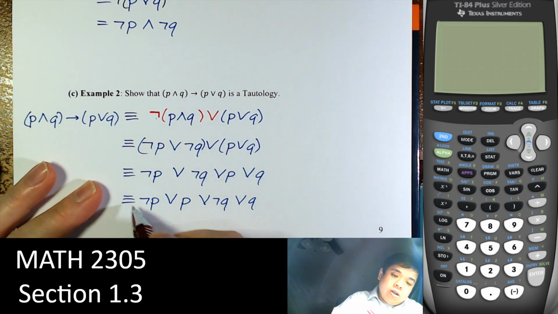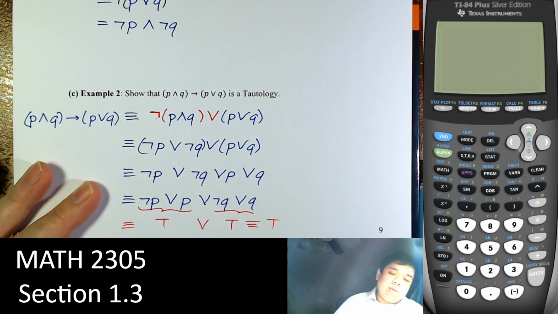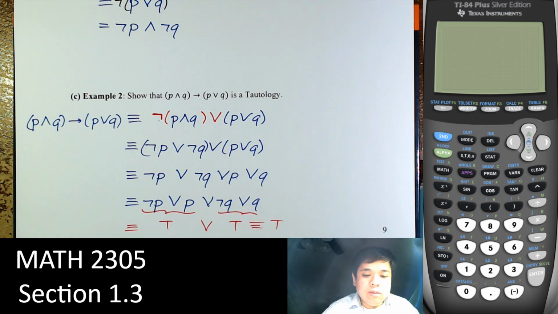But in this one, one of these is true, so this is true. One of these is true, it's true. And finally, this is true. So because it is identically true, that is a tautology.